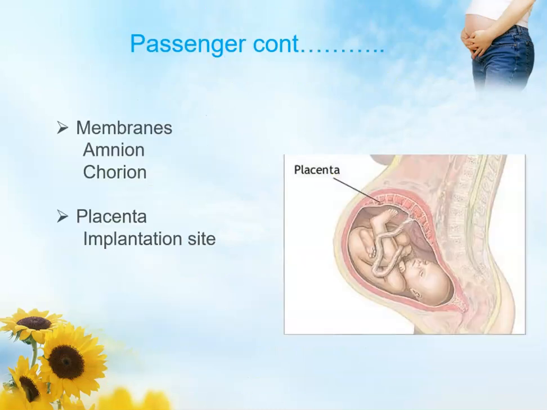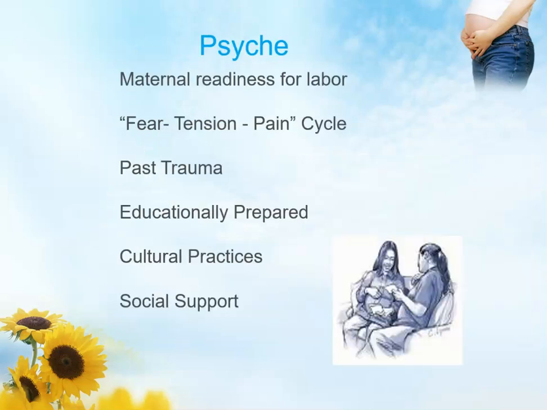All right, passenger continued. It's not just the baby, but it's the membranes. Remember we said the water bag breaks, the membranes are full of amniotic fluid, and we call it rupture of membranes when they break. The amnion and the chorion are the layers of the membranes, and then of course the placenta, where it's implanted on the wall of the uterus. That placenta comes out after the baby, and it's part of the passenger. It passes through the birth canal as well.